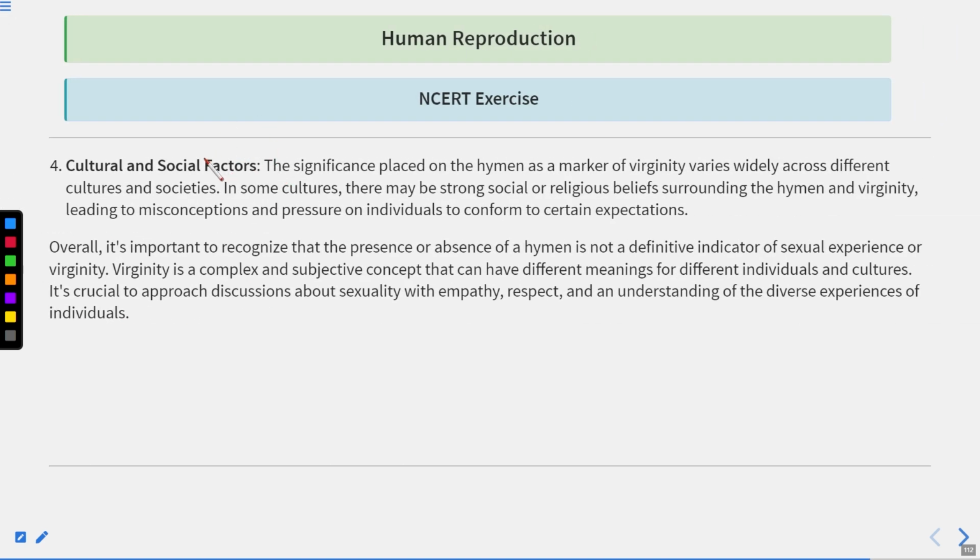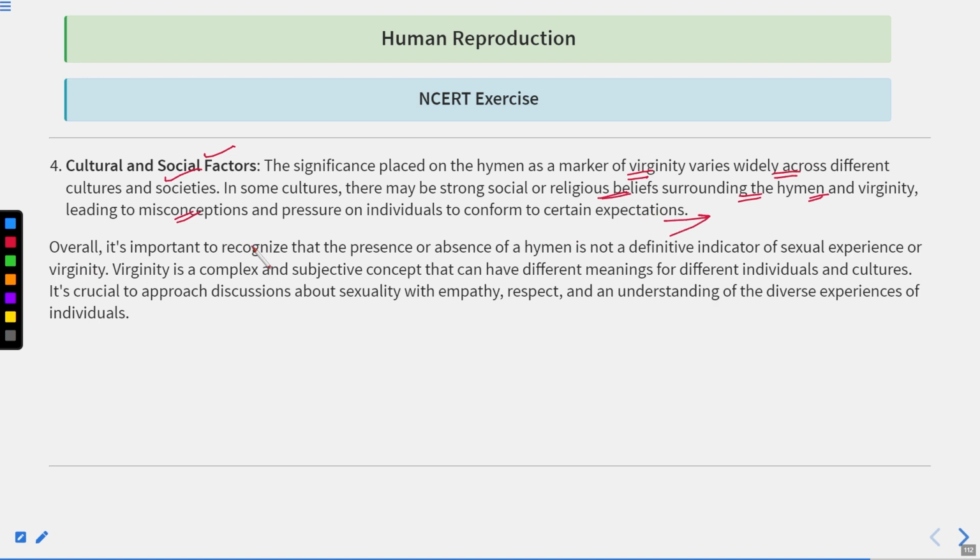Now, next is the cultural and social factors. Now, the significance placed on the hymen as a marker of virginity varies widely across different cultures and societies. Now, in some cultures, there may be a strong social or religious belief surrounding the hymen and virginity, leading to misconceptions and pressure on individuals to conform to certain expectations.